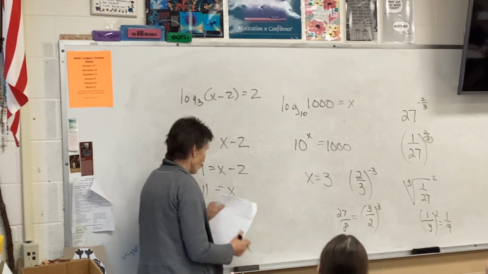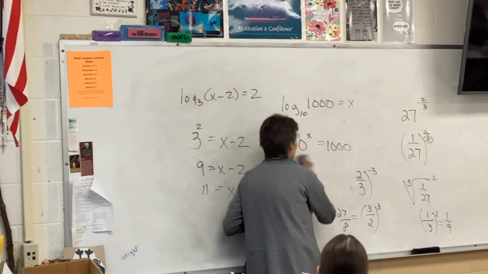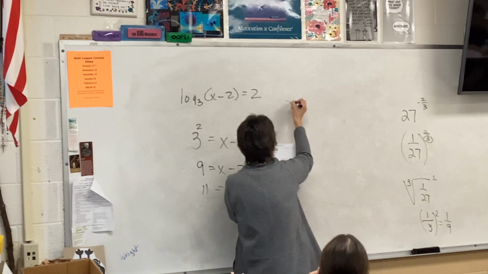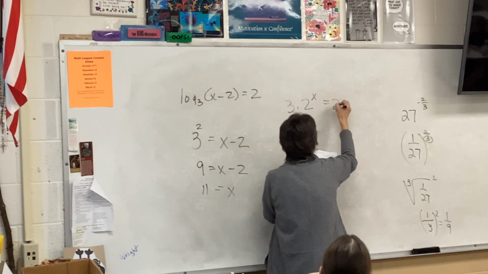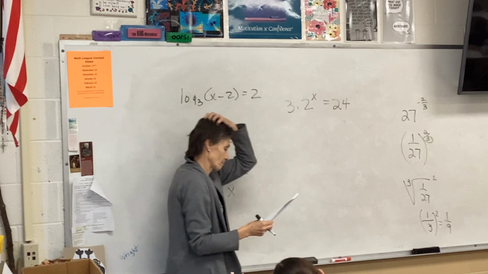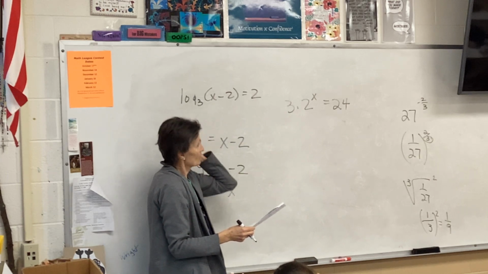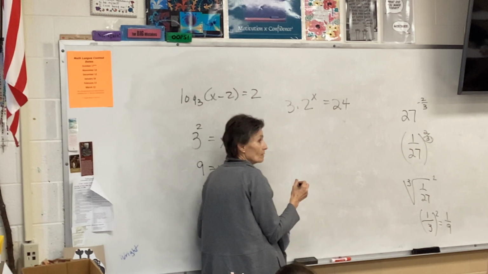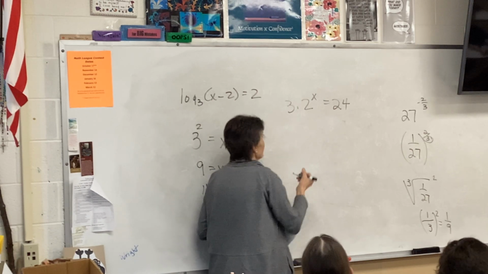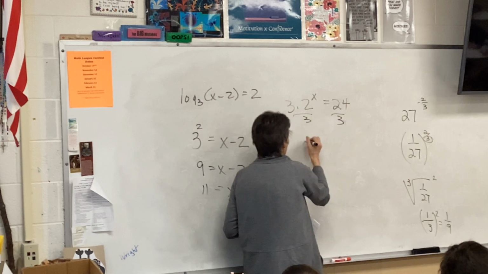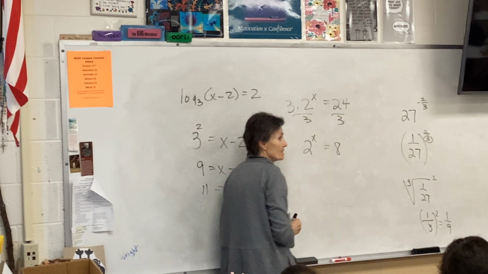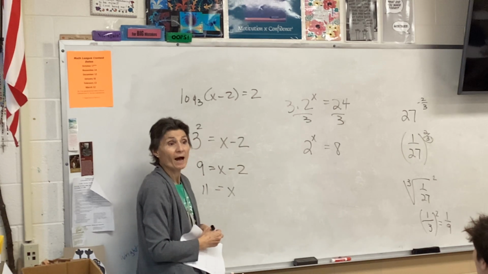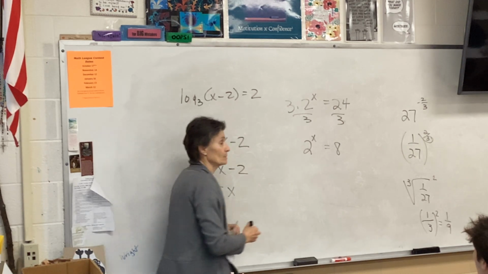I got 11. Okay, now letter B. Alright, letter B, here we go. Focus. Step 1. What do I do, step 1? Divide by 3. Can't have that extra number hanging out there. So 2 to the x equals 8. So 2 to what power gives me 8? 3.